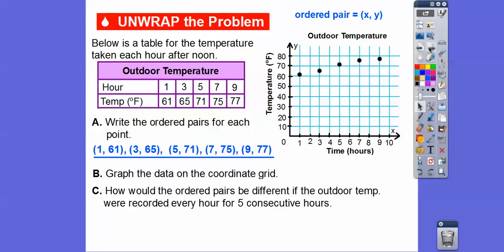Okay, so how would the ordered pairs be different if the outdoor temperature were recorded every hour for 5 consecutive hours? Well, let's look right here. This is being recorded every 2 hours. 1 plus 2 is 3. 3 plus 2 is 5. 5 plus 2 is 7. So if we went up every hour, then this would be 1, and then this would be 2, and 3 would be right here. So this 3, 65 would actually go right here. This would be 4 comma something and 5 comma something.